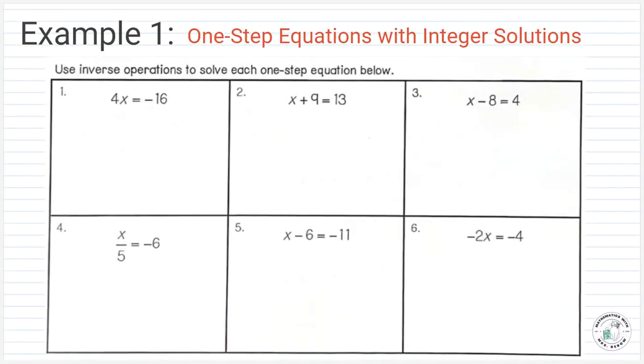All right, so let's take a look at some examples. So we're going to use inverse operations to solve each of these one-step equations below. And what they mean by one-step equations is that there is just one operation involved. So there's one operation that's happening to my variable, and therefore one step is going to be needed to undo that operation. The steps we apply with these one-step equations, those are going to be very important later on.